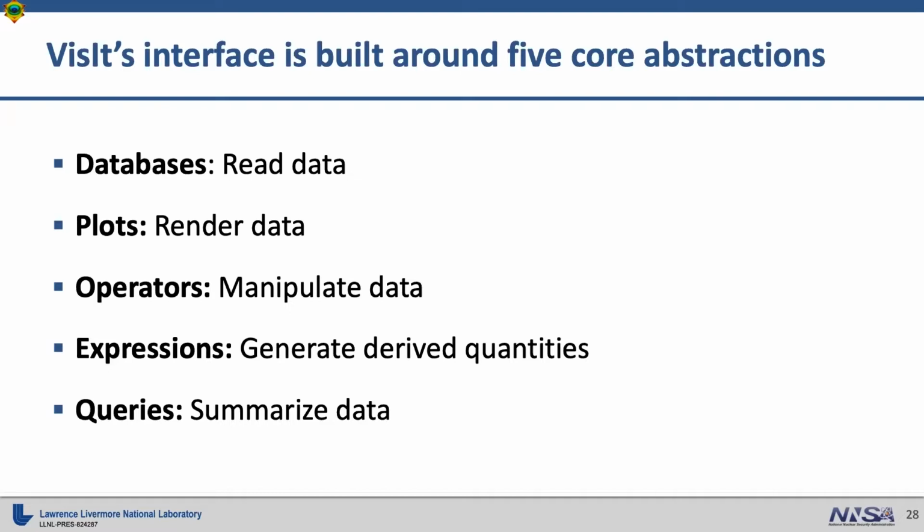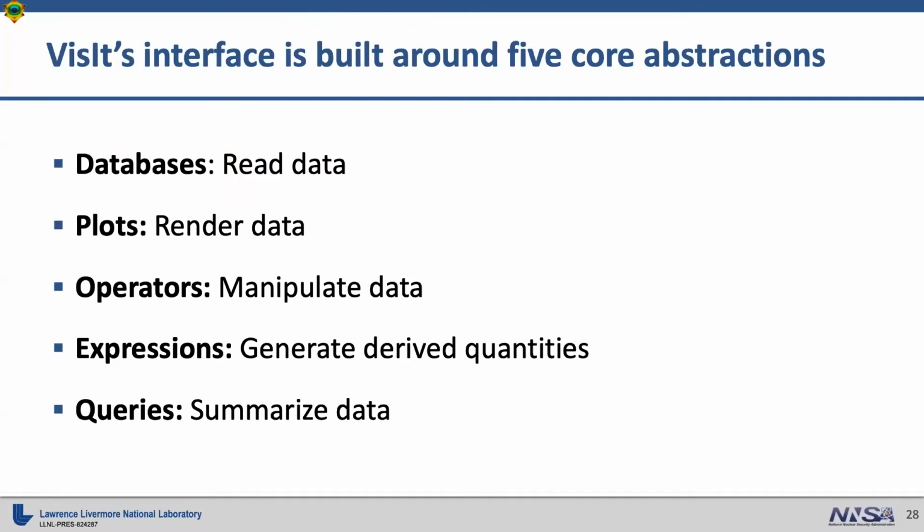And two other important ones, which are very powerful. So expressions, which allow you to generate derived quantities. Say you only had density in your output mesh. Well, VisIt could calculate the per element volume, and it could also scale density by that, and you could have per element mass. And that's an example of an expression.